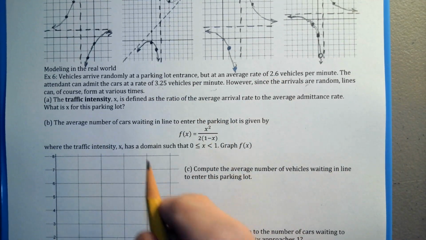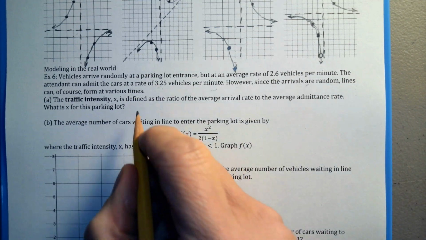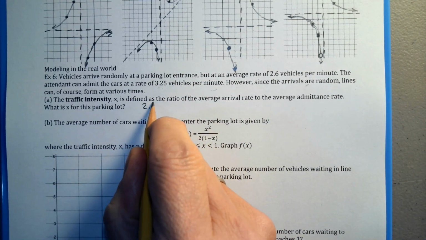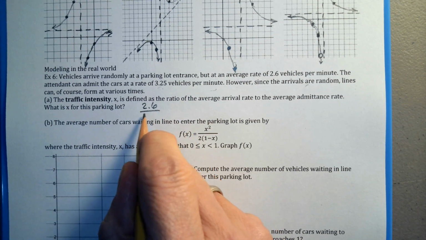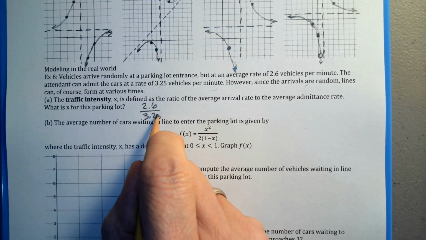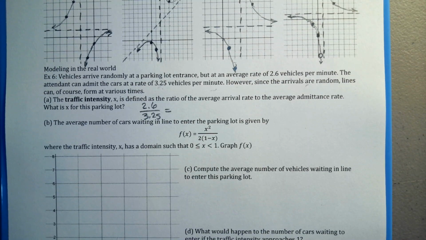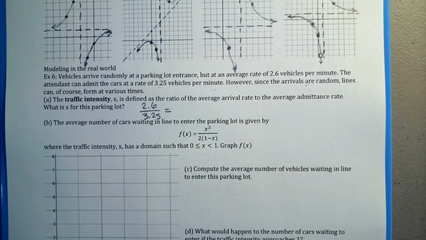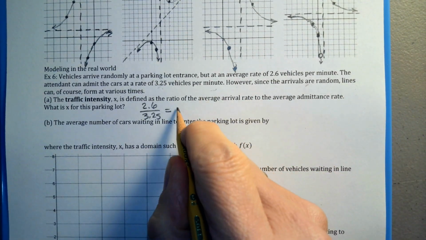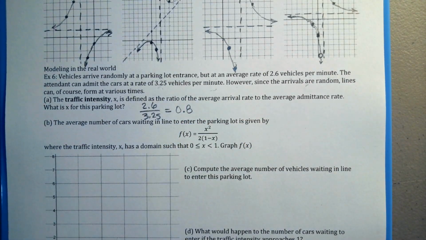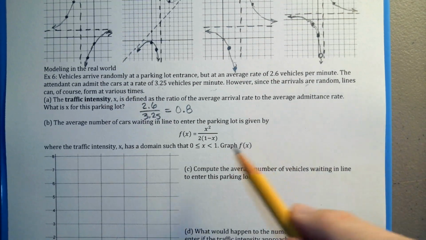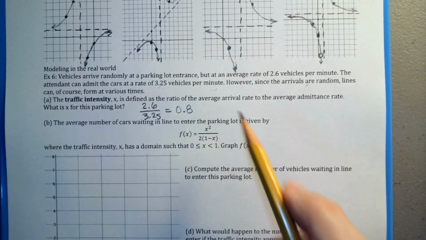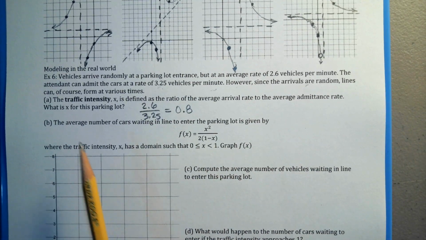So we have those for our parking lot, right? So the intensity for us is going to be 2.6 divided by 3.25. Let me find my calculator. All right, so 2.6 divided by 3.25, and that's simply equal to 0.8. So our intensity is going to be 0.8.